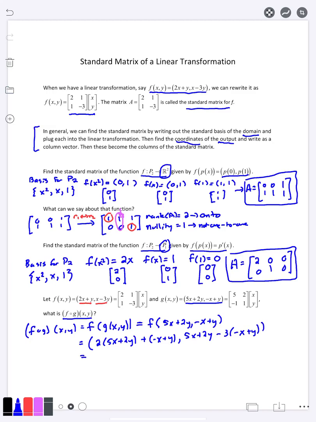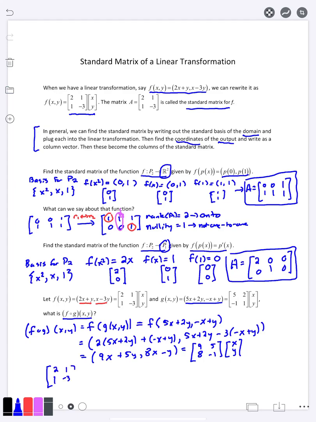Okay, so let's see here. 10x minus x is going to give me a 9x. 4y plus y is 5y. And then 5 plus 3 is 8x. And 2y minus 3y is minus y. So it was a little tedious, annoying calculation here, but I do want to point out something that's, I think, really interesting here. If you were to write out the standard matrix of the composition here, you get 9, 5, 8, negative 1.